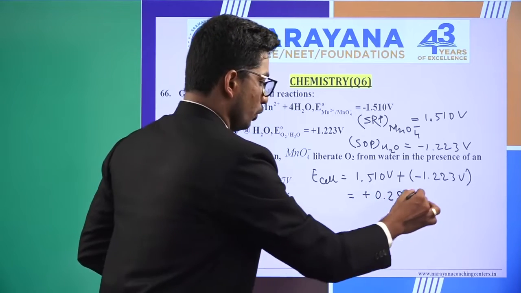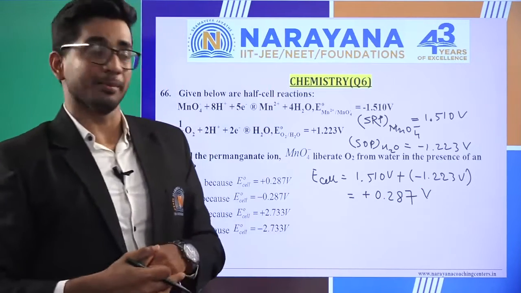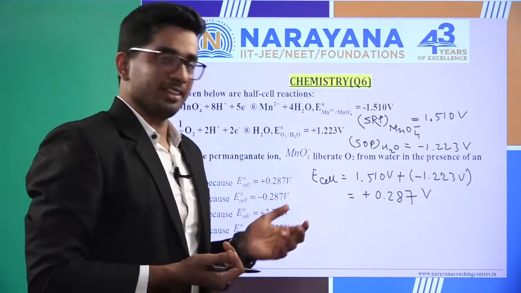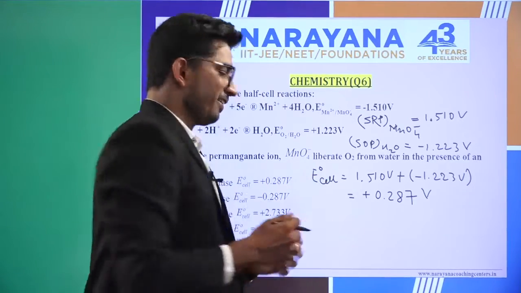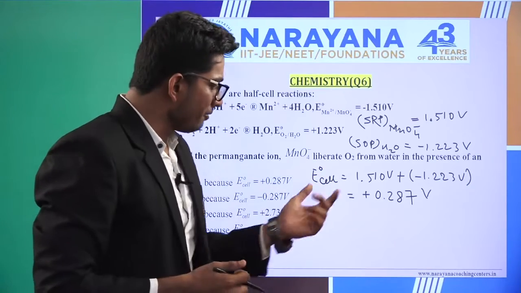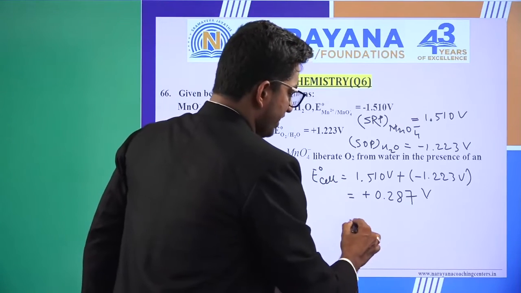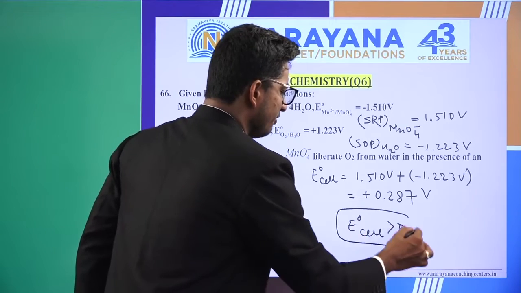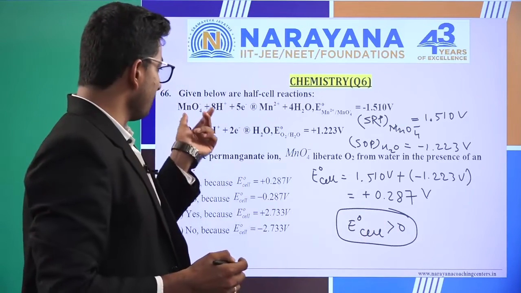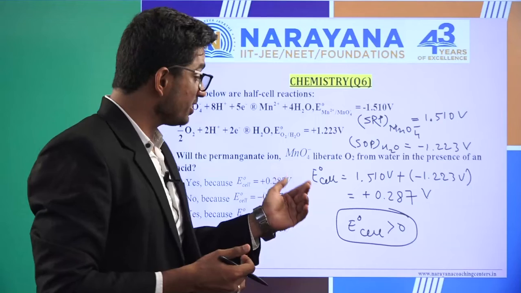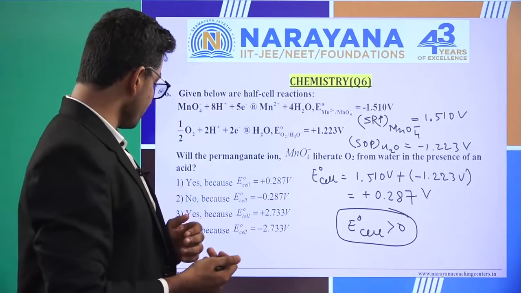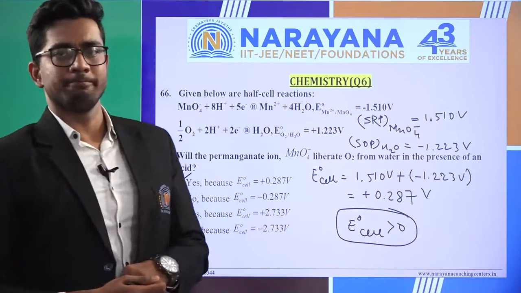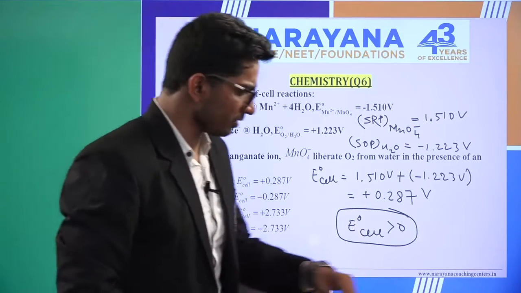and it will be plus 0.287 volt. So according to thermodynamics, we know for spontaneity of a cell, the E naught cell should be greater than 0. So here we have E naught greater than 0. This means the cell will definitely be working, and hence permanganate ion will be oxidizing water to O2. Hence the correct answer should be yes, because E naught is this, option number 1. Let's get to the next question.